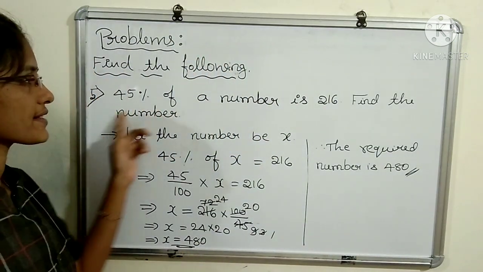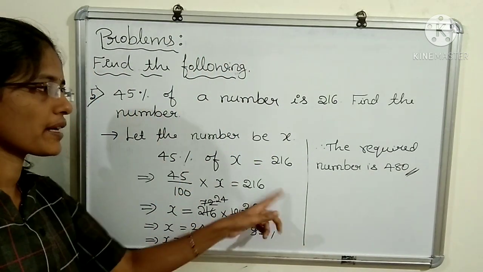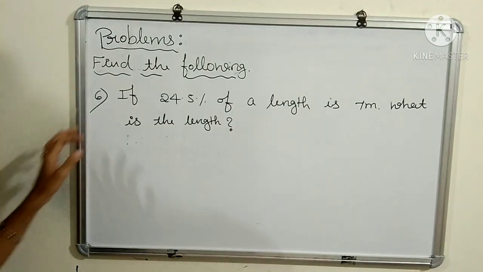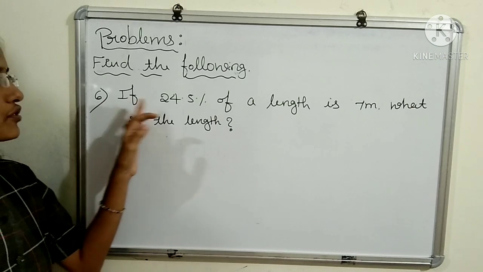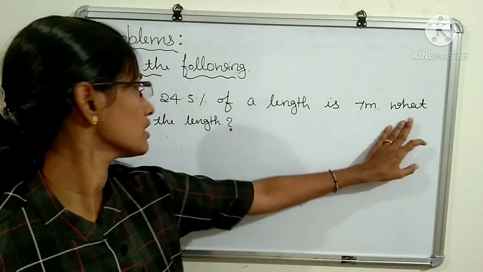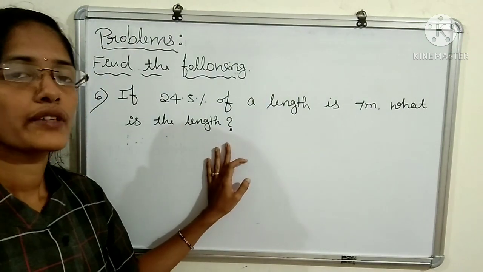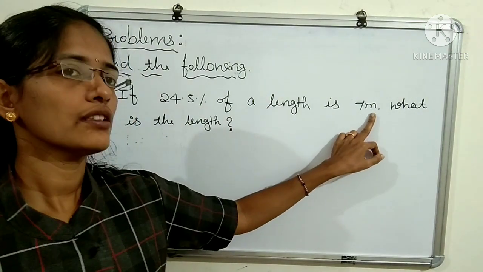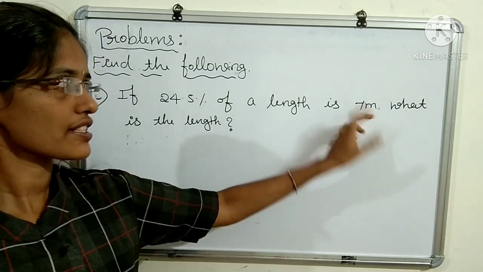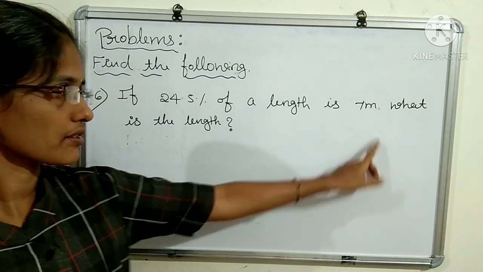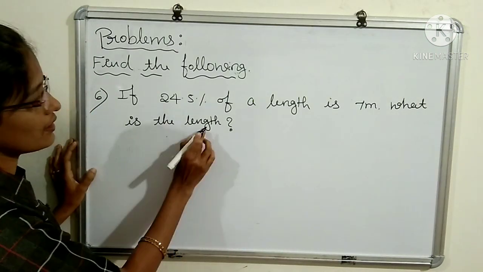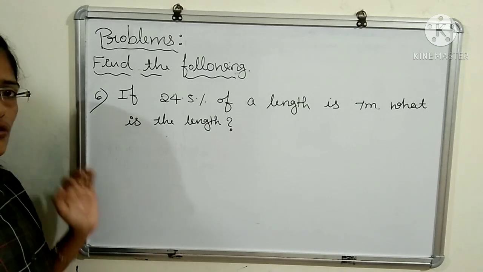Students, if the question is in this way, we have to follow these methods. As it is, you have to copy in your notes. Students, here sixth one. If 24.5% of a length is 7 meter, what is the length? In your textbook here they have given 2 meter 45 centimeter. That question I have changed. Instead of that number I have taken 7 meter. Here if the question is in this way, how to find the length? It is same like a previous question.